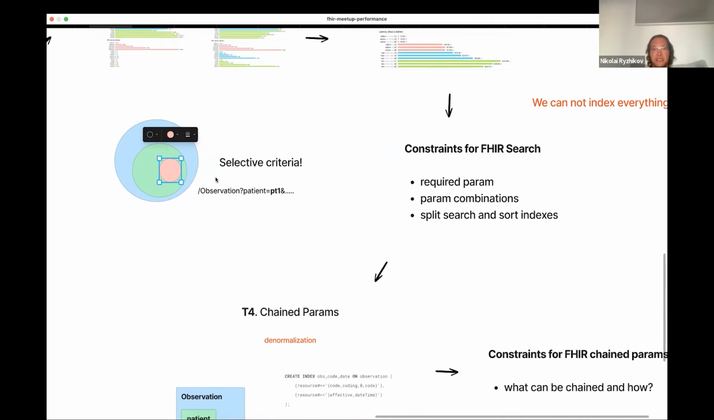And this is my idea, that the FHIR standard should help us to constrain for the loaded servers, adding more information about the search parameters in the combination. For example, we can introduce something like a required parameter. So if you provided the required parameter, then you can use other parameters. If it's not provided, it just doesn't work.